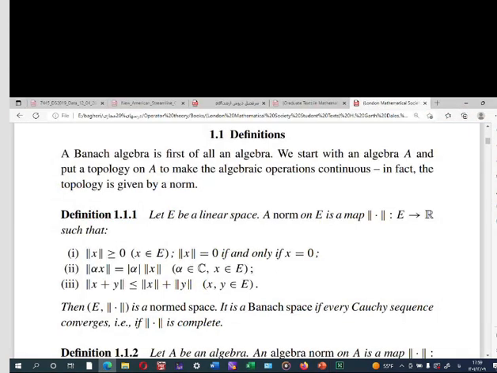If this is a norm on E, this ordered pair E and this norm function is called a norm space, and it is a Banach space if every Cauchy sequence converges in X, or if this norm is complete.